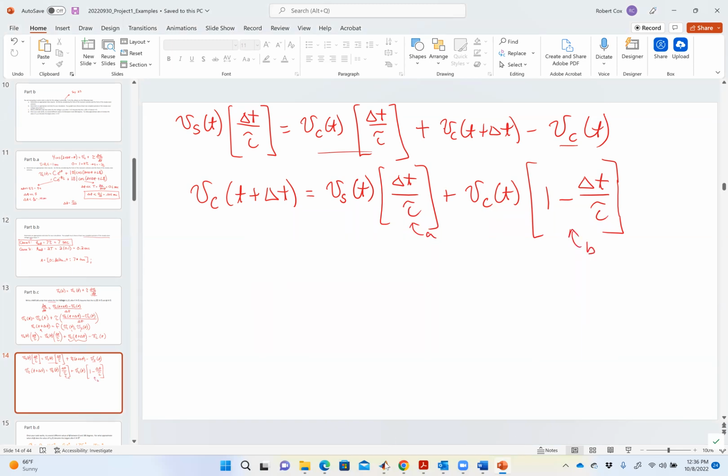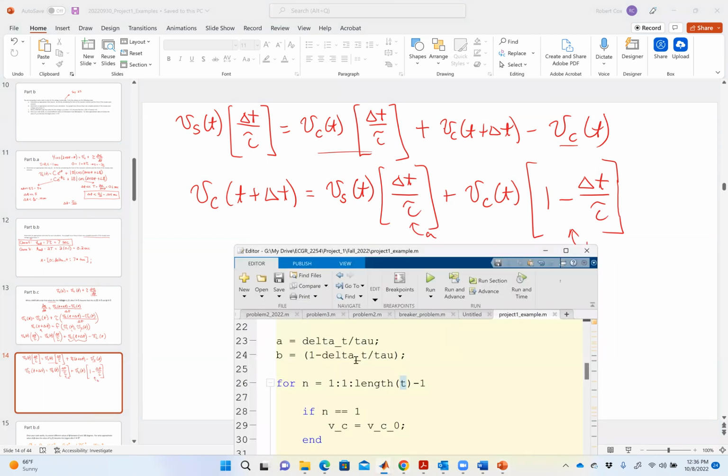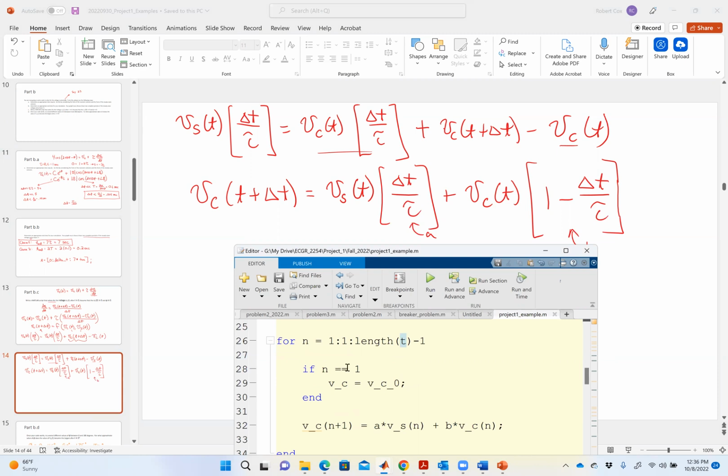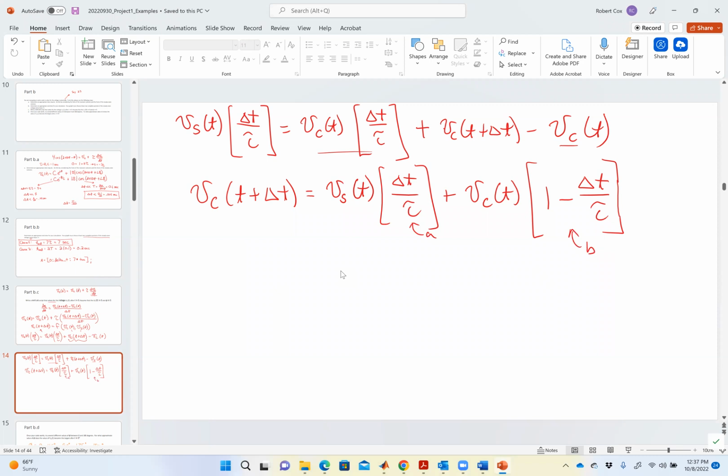Let me bring that script back up so we can see that. So A is delta t over tau, and B is 1 minus delta t over tau. Then I wrote a simple little script that solved for the next value of V sub c in terms of V sub s and V sub c. The thing that's different here is that I don't need to keep the time representation in here.